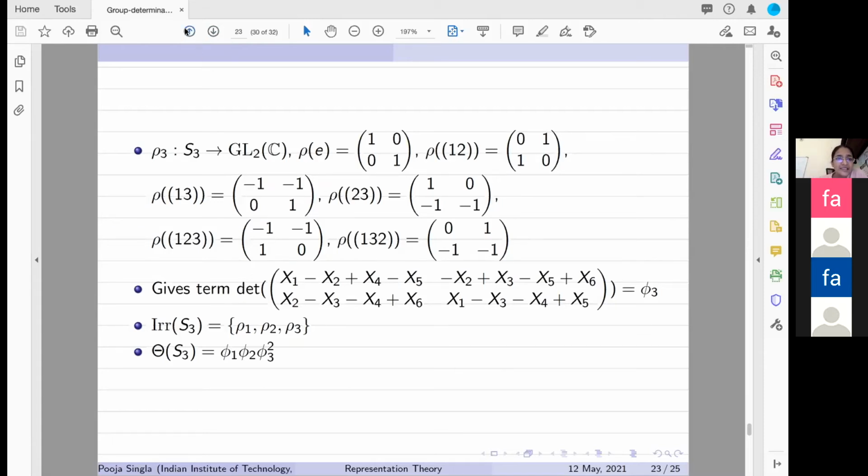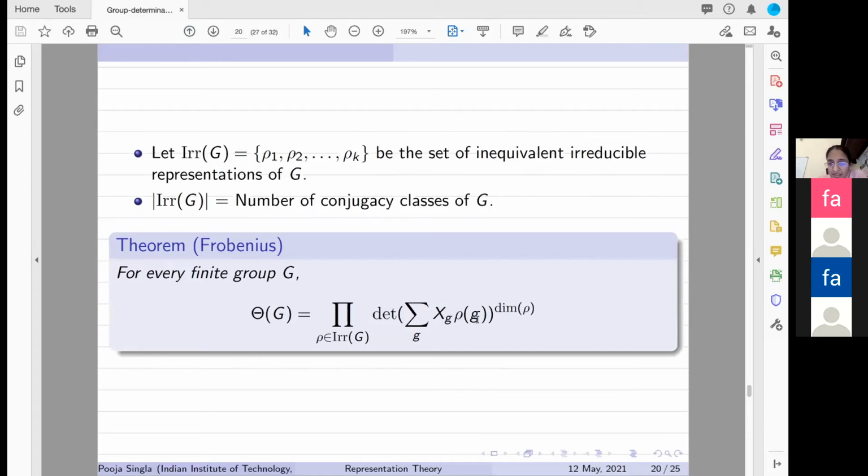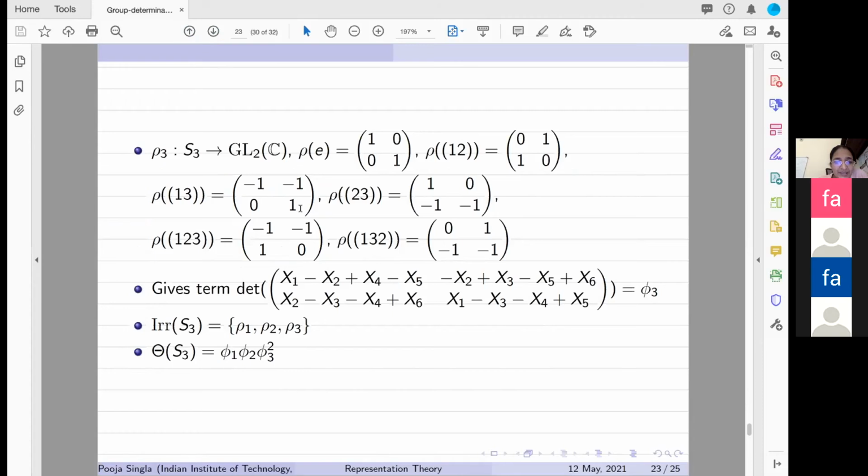Then this term, so let's go back. The reason I'm writing it here is because I want to tell you how to think of this term. So this is the summation of x_g rho(g). Let's see what it becomes for us. So this is rho(e). I'm calling this x1, so that's x1 here and x1 here. And my x2 is this one, the 3-cycle, so that's minus x2 here, minus x2 here. Here I have x2 and I have no x2 here, a 0 coefficient.